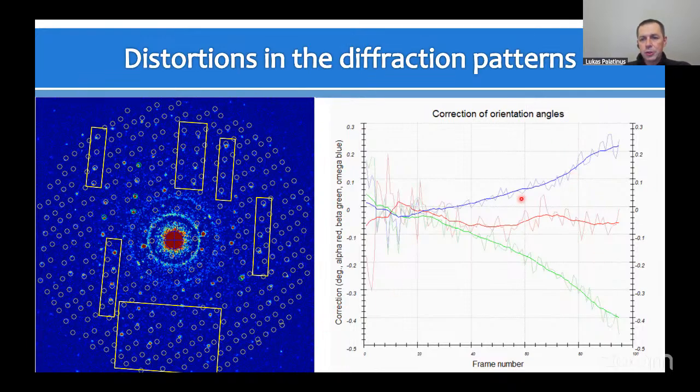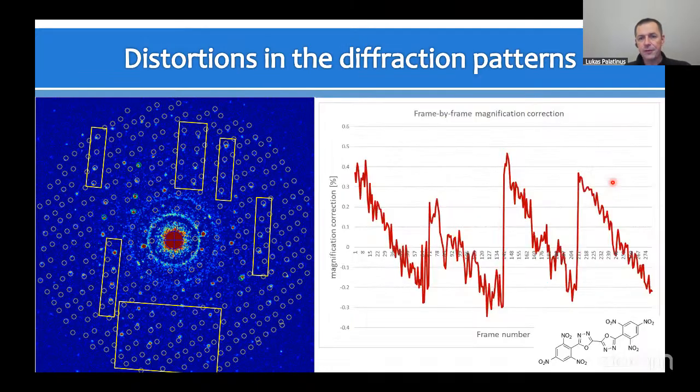The plot here shows the corrections of the orientation of the crystal. There are 3 positional angles that describe the orientation of every diffraction frame. And you can see that there are corrections in this case, say at about half a degree. So the vertical scale is in degrees. For example, the green line, which is the beta tilt, changes from something like 0.05 to minus 0.4, so almost half a degree. These are small corrections. Half a degree, you would barely see it, but it has an important impact on the accuracy of the lattice parameters.